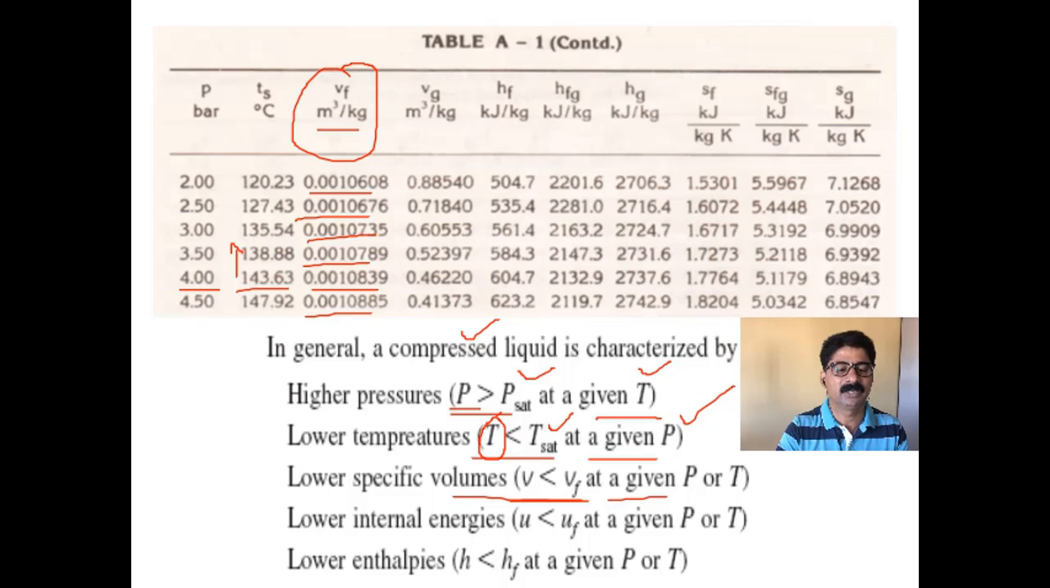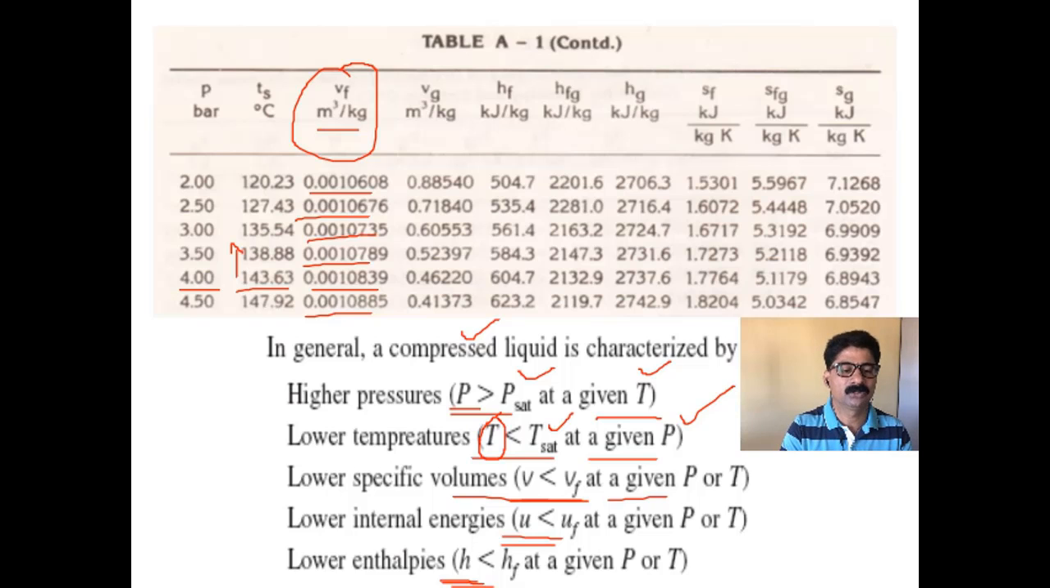Similarly, for internal energy, this table does not have an internal energy column. But from this table, if you take the values of specific volume and enthalpy, see this is the enthalpy here. Similar to specific volume, internal energy and enthalpy should also be less than the value at the saturated liquid point, that is hf. Then we call it the compressed liquid.